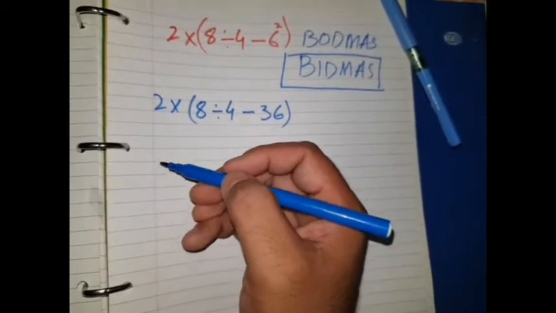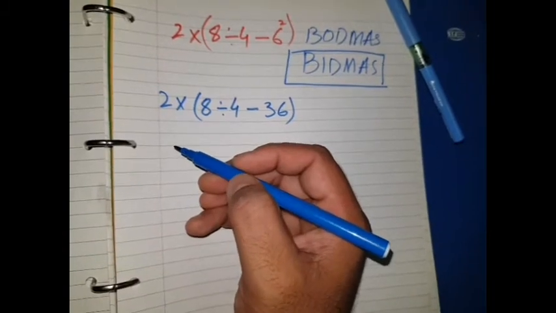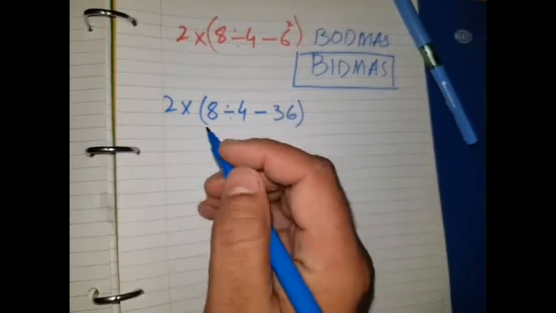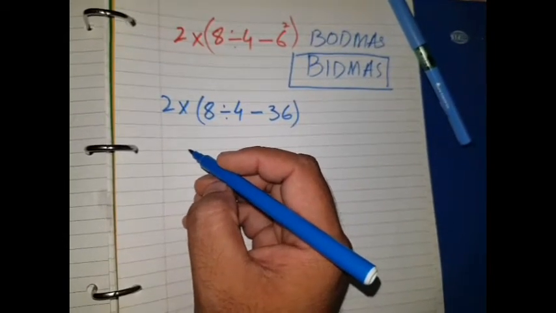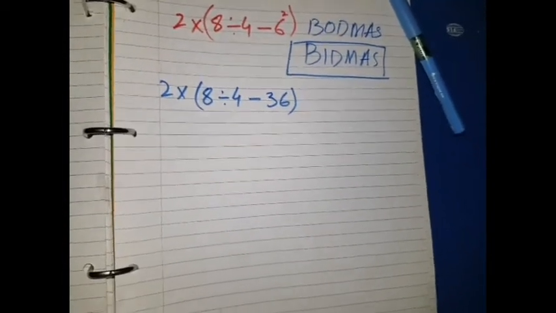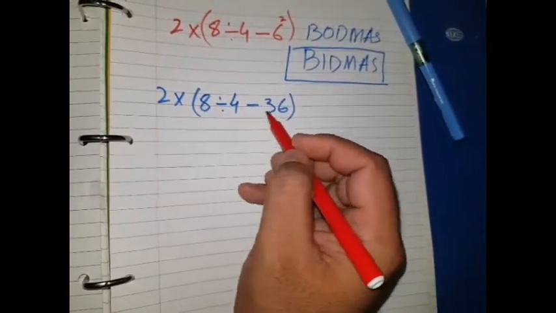I am time and again reiterating that you should not try to solve the whole question in one go. Go slow, just go step by step, so you understand what you are dealing with. BODMAS is very simple, but if you try to play with it, you will get confused. So just give it time. Now, I got 36. Now I'm done with indices.